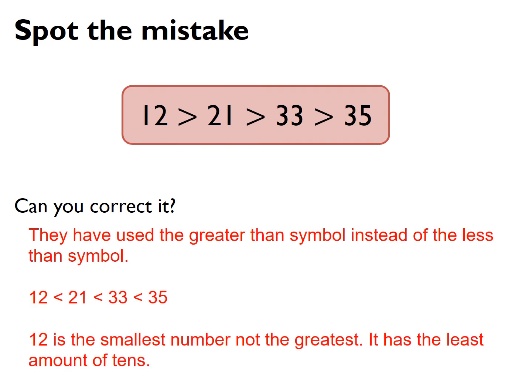Okay. If it was me and I was correcting it, all I would do is swap the symbol to the correct one. So 12 is not greater than 21. The symbol should have been the less than symbol. You might have swapped the numbers round instead. That is equally fine. You might have done 35 is greater than 33, which is greater than 21, which is greater than 12. But I decided to just swap the symbols round, so it was correct, because 12 is the smallest number, not the greatest. It's got the least amount of tens.